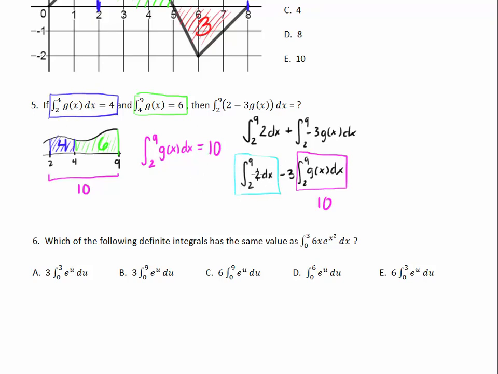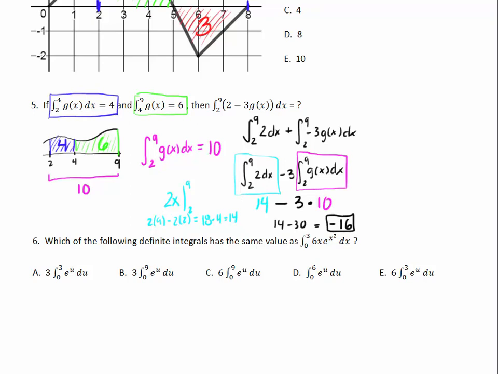Well, let's think about this. You could actually solve this using integration. The antiderivative of 2 is 2x, evaluated from 2 to 9. So we have 2 times 9 minus 2 times 2 gives us, what, 18 minus 4, which is 14. So we got an answer of 14 minus 3 times 10. So 14 minus 30 is negative 16.